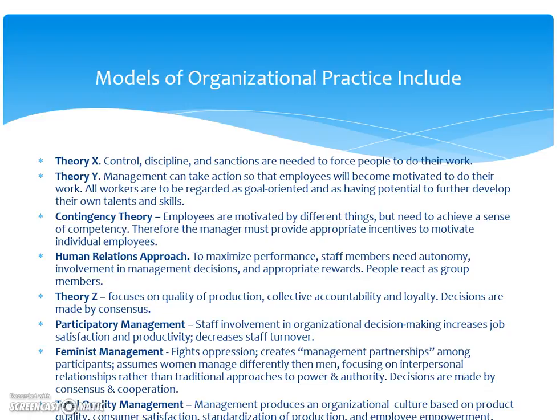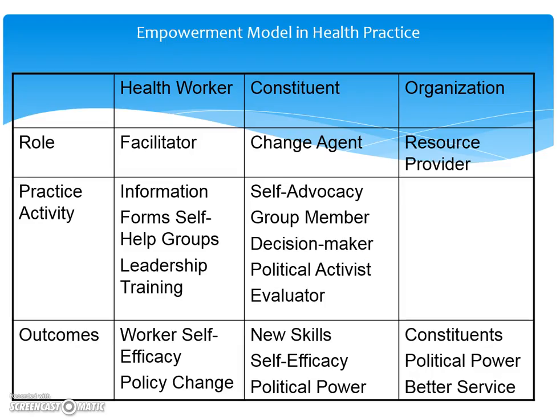Participatory management: staff involved in organizational decision-making increases job satisfaction and productivity. Feminist management fights oppression, creates management partnerships among participants, and assumes women manage differently than men. And total quality management: management produces an organizational culture based on product quality, consumer satisfaction, standardization of production, and employee empowerment. Real organizational change and practice occurs on all these different theories. These are all individual theories, but realistically in real life we use all of them.